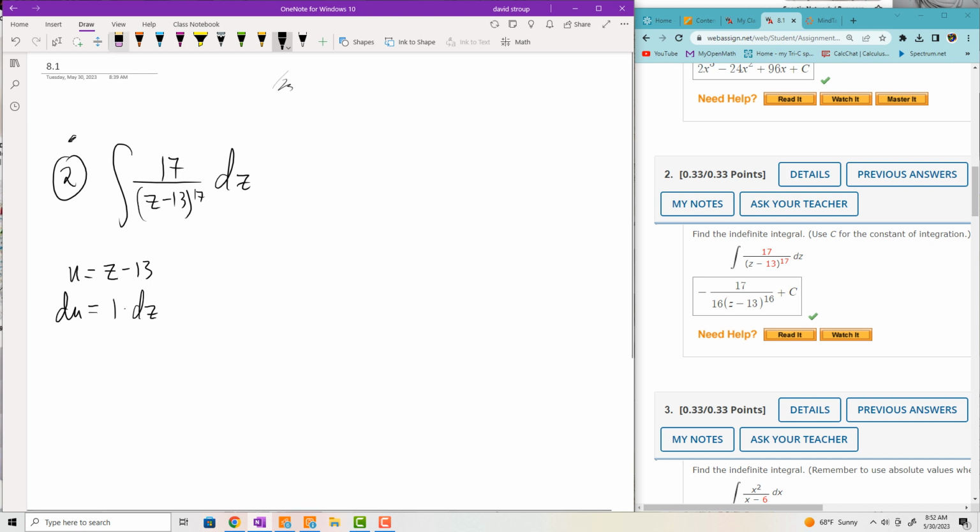Okay? So it's maybe a little bit different than how you were taught to do the u subs, but this is what I want to see on the test. I'll be looking for your U sub.